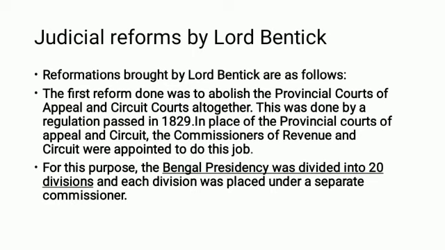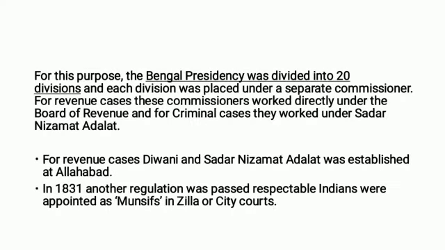For this purpose, the Bengal presidency was divided into 20 divisions, and each division was placed under a separate commissioner. Please remember that in those days the Bengal presidency comprised 4 regions: present West Bengal, Bihar, Orissa and present Bangladesh. After the abolition of the provincial courts of appeal and circuit, the presidency was divided into 20 divisions, and each division was given to a commissioner.